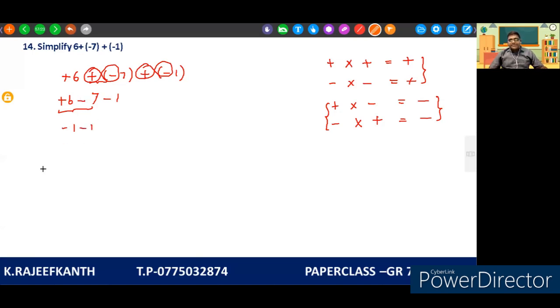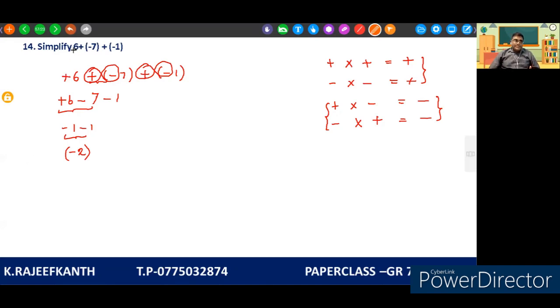Now here, there are two numbers with the same sign. If the signs are the same, then we have to add. Then 1 plus 1 is 2. Then we put the same sign, minus. Then negative 2 is the answer. So in this way, you can simplify any directed numbers, right?